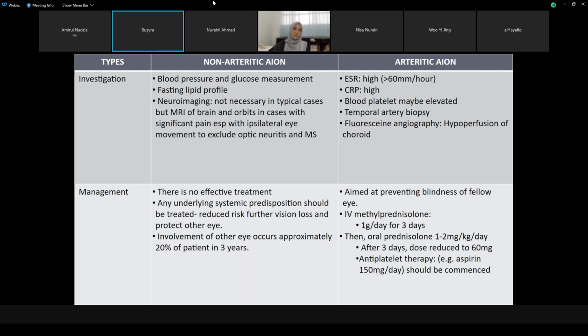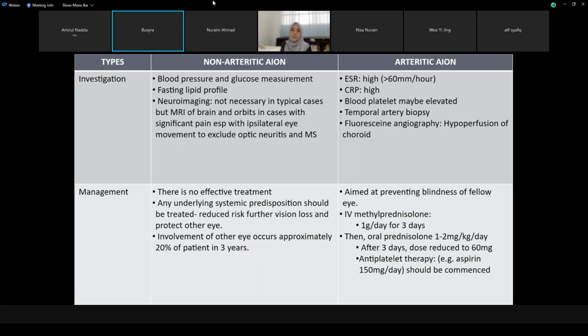For the management of non-arthritic ION, as for now, there is no effective treatment yet, but we can reduce the progression and the risk of further vision loss by treating the underlying systemic predisposition, the underlying cause. So this can also protect the other eye that is not yet affected. This is because in about 3 years, almost 20% of patients are at risk of involvement of the other eye.